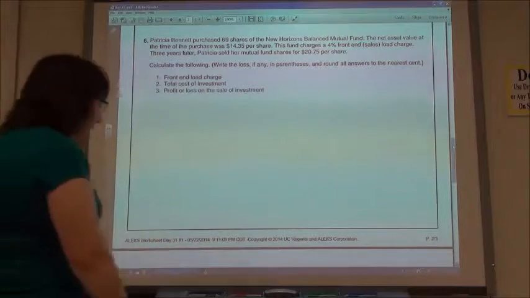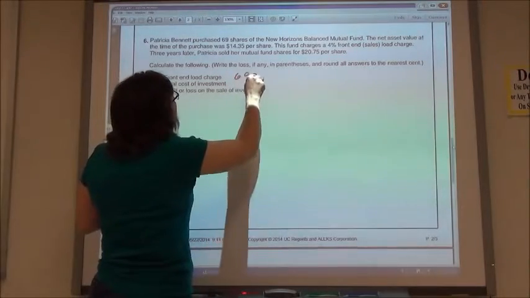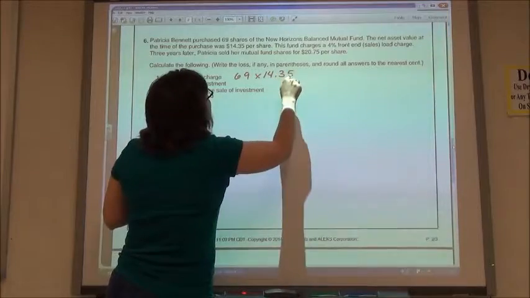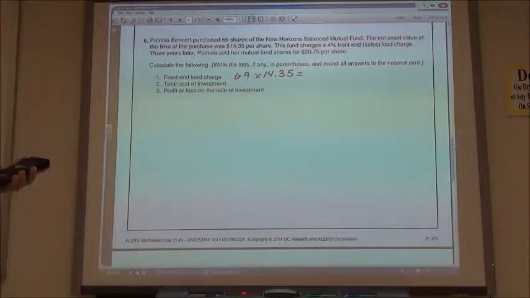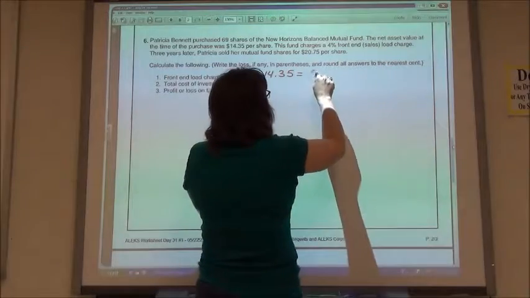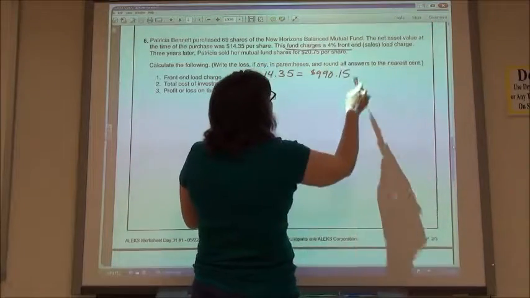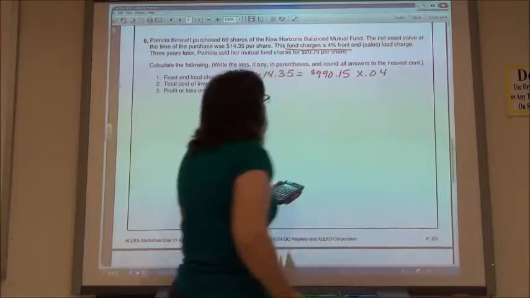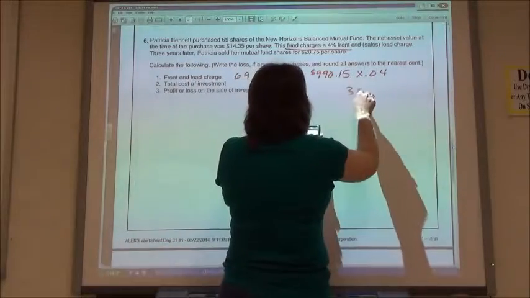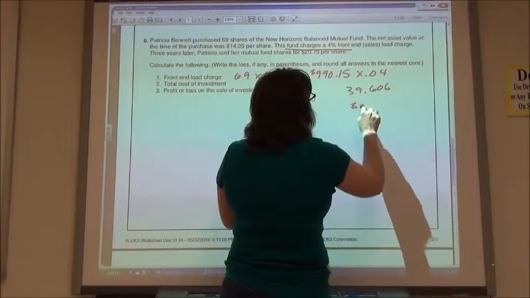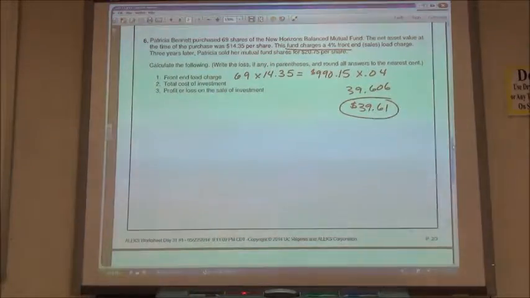Calculate the following. The front-end load charge. First of all, we have to find the purchase price. We purchased 69 shares at $14.35 per share. So 69 times 14.35 gives me $990.15. But I have to calculate the front-end charges, so I'm going to times it by 4%, 0.04. I get 39.606, so I have to round that off to $39.61 for my front-end load charge.